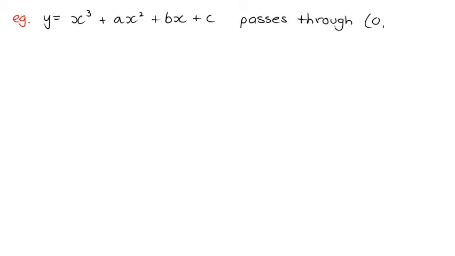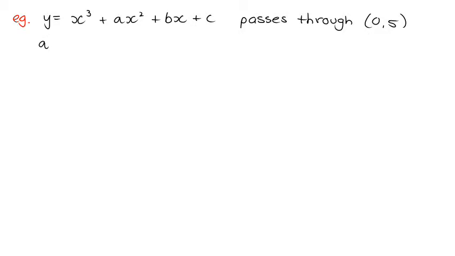Okay, so this one's a bit trickier. y equals x cubed plus ax squared plus bx plus c. That graph passes through 0, 5, right? What's that known as on the graph? What's the point 0, 5? The y-intercept. Yeah, the 5 on the y-axis.